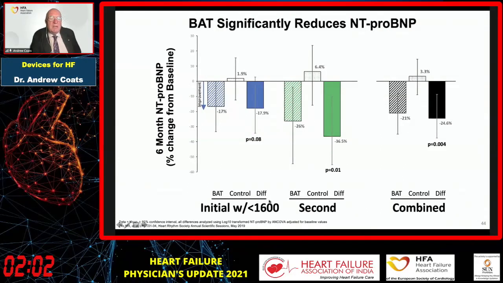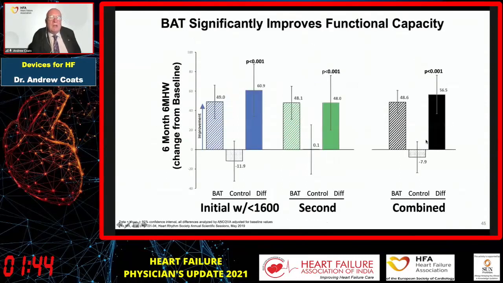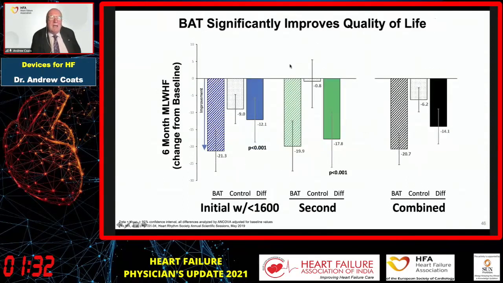What was found is it's a slightly complex design, but there was an initial reduction in N-terminal proBNP, but it was found that the patients with very high levels didn't get a benefit. So there was a second cohort that was restricted to less than 1600 value for N-terminal proBNP, and that group, you got a greater reduction. So then they repowered the study and recruited more patients with the lower N-terminal proBNP. There was a significant improvement in functional capacity measured by 6-minute corridor walk test distance, both the initial cohort, the second cohort, and the combined cohort, and a significant improvement in Minnesota Living with Heart Failure score in all 3 cohorts of patients.